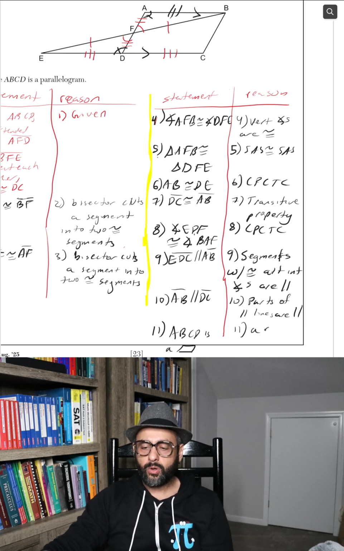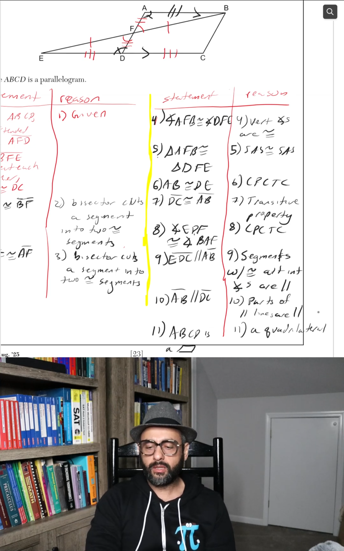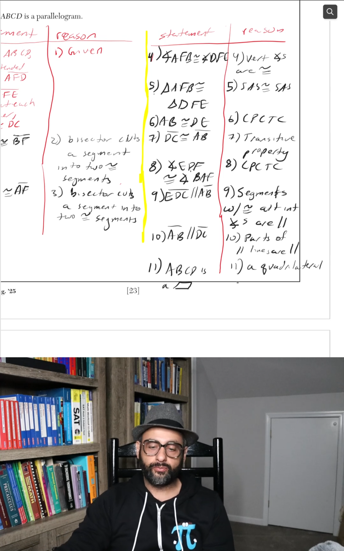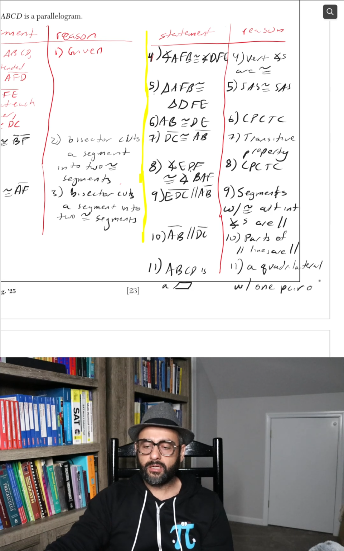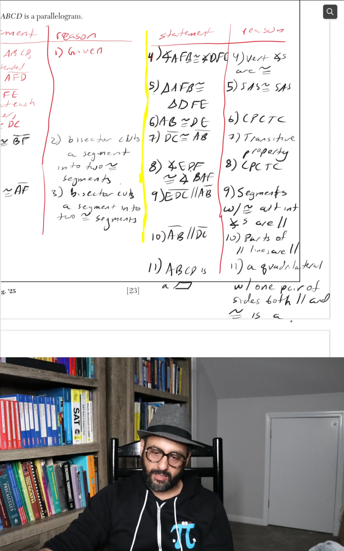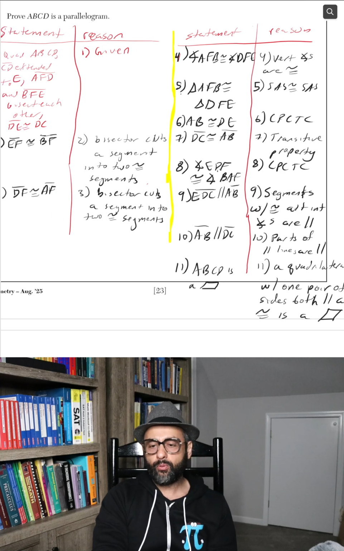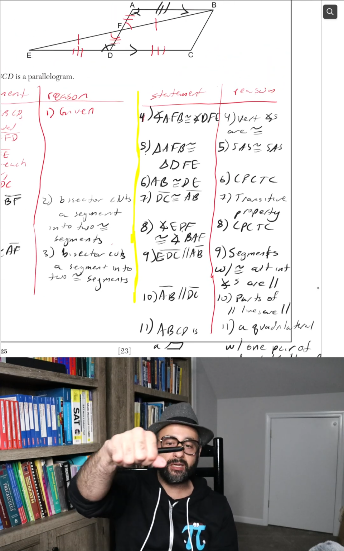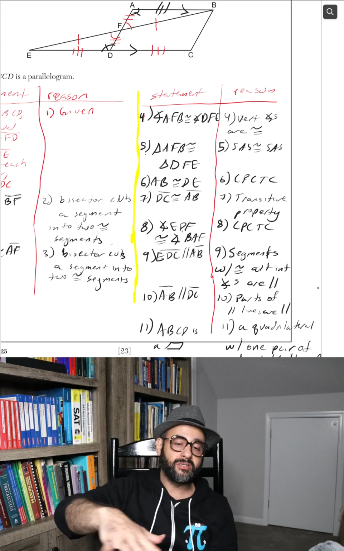A quadrilateral with, this is a long proof, one pair of sides both parallel and congruent, is a, and this is the end symbol, parallelogram. And at that point, we pick up the mic, we drop the mic, and we are done.